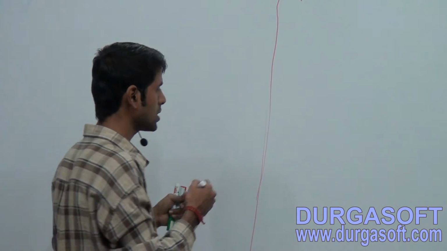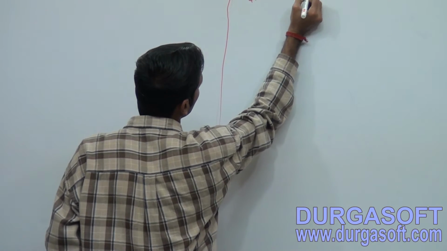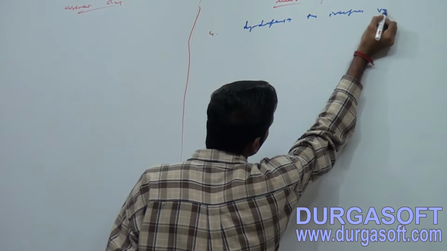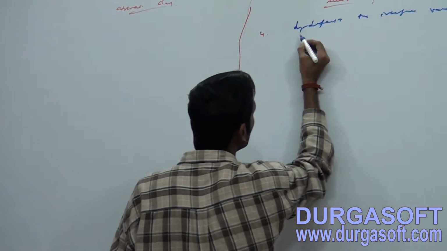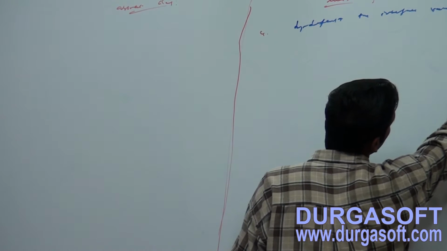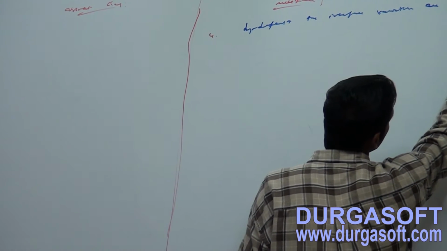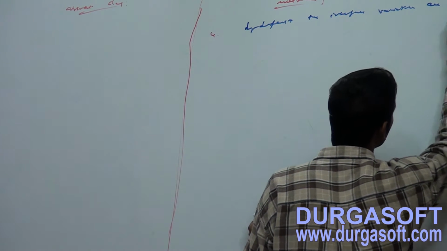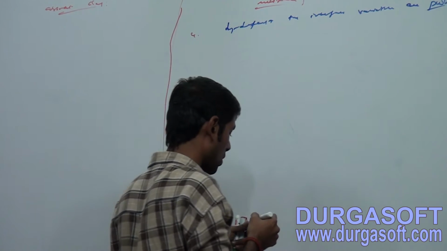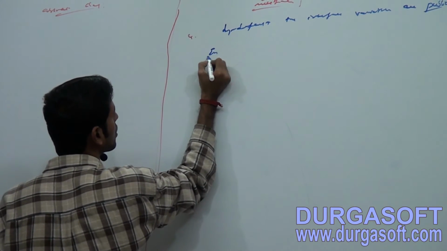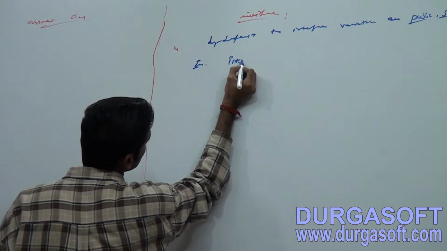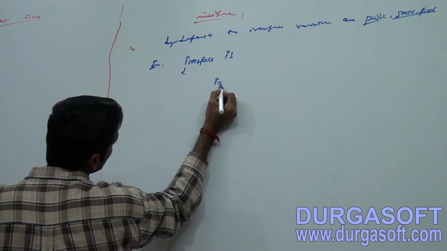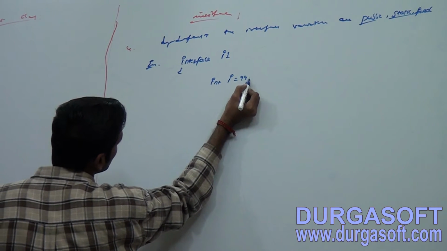Okay, observe here. By default, the interface variables are public static final. Now observe here, an example. Interface I1, and now int i equals 99.